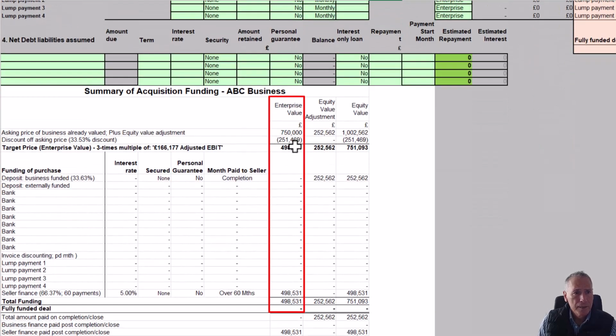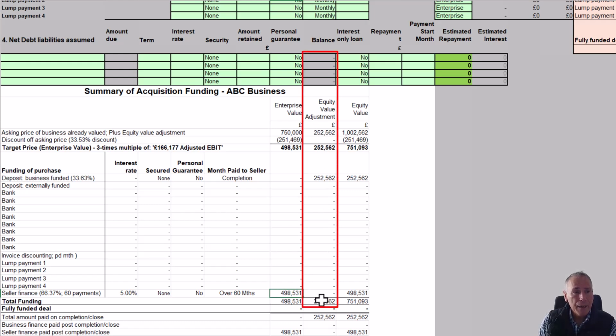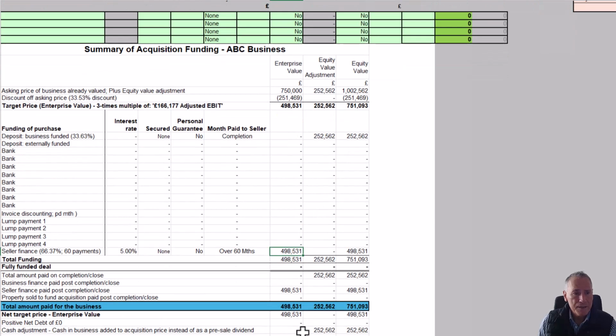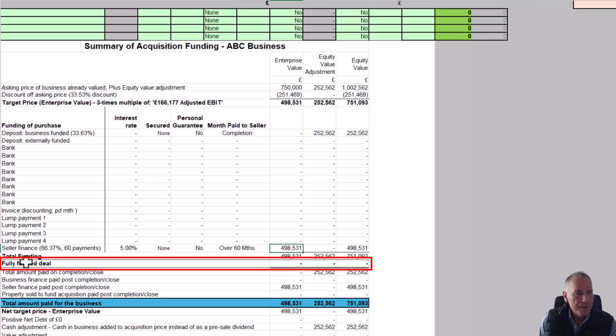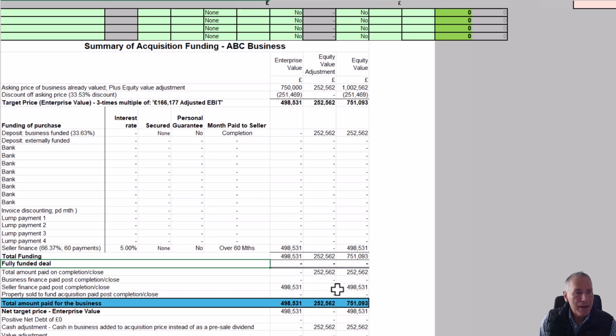enterprise value, which is the asking price less the discount that we're saying should be given on that business to bring us down to our 3 times multiple of 498,531, which has been fully financed, in this case by seller financing. You won't always get that, but I'm using that as a quick example of what you can do. And under equity value, you've got a deposit of 252,562. So that's also fully funded, showing here in this line that the deal is fully funded. And then the system will break out when these amounts are paid for that business.